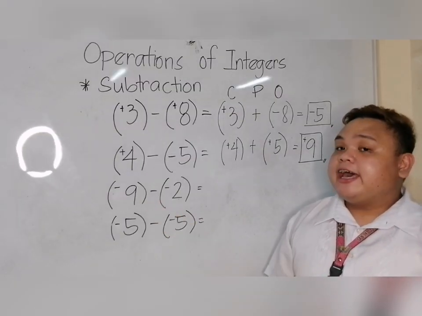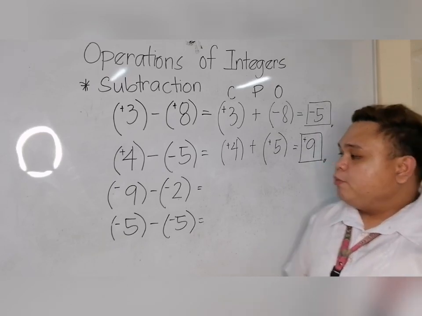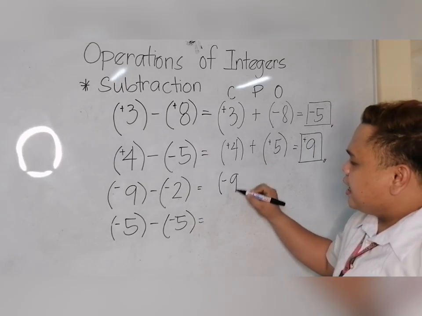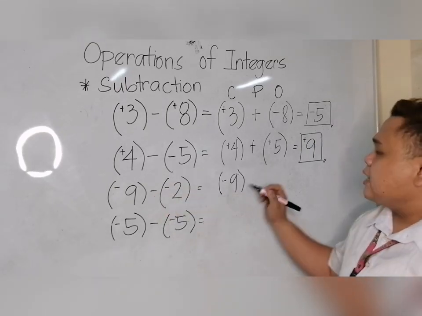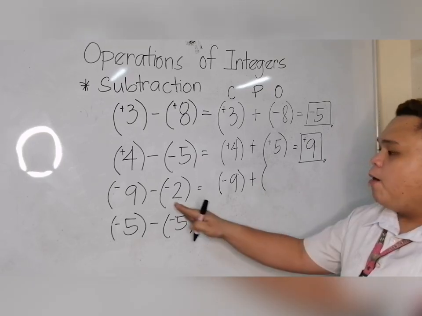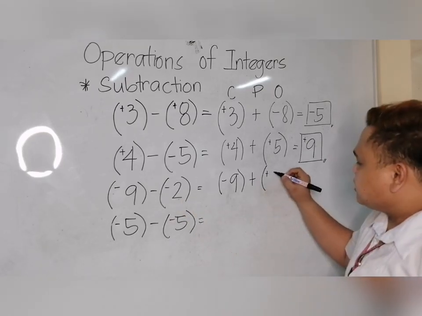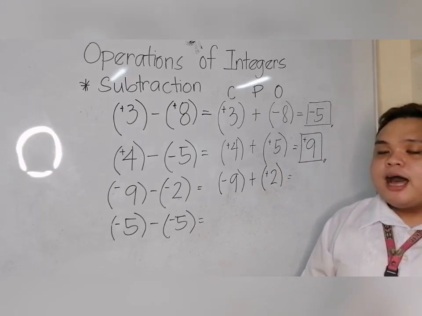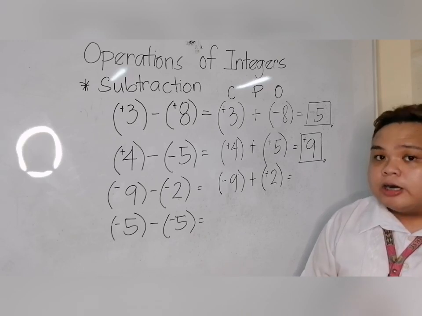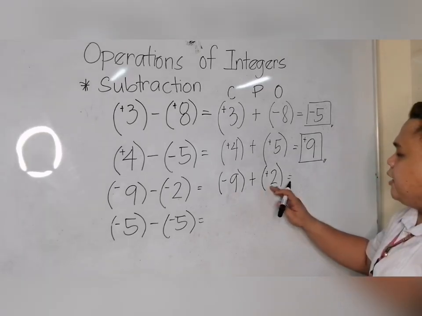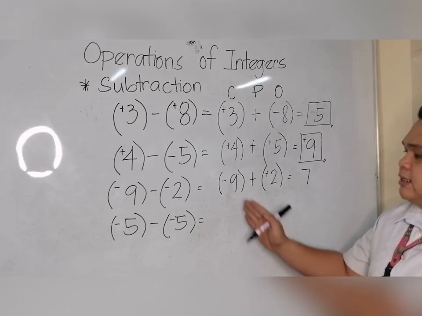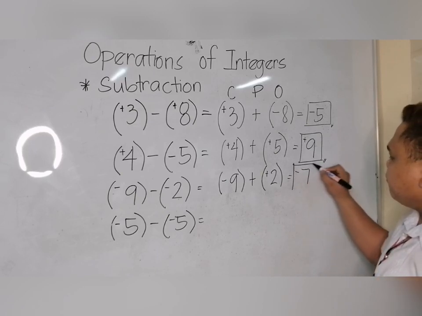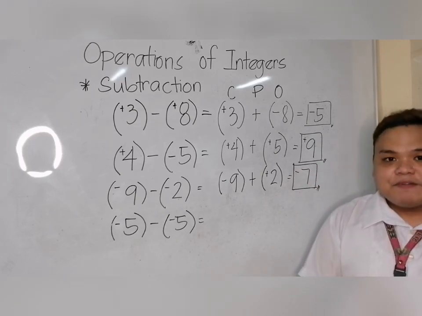Now let's have negative 9 minus negative 2. Again, all we need to do is first copy the first integer, which is negative 9. Next, change the minus sign to plus sign, and then get the opposite of negative 2, which is positive 2. Since they have different signs, all we need to do is to subtract the numbers and then copy the sign of the larger number. In this case, we have 9 minus 2. That will be 7. And since 9 is larger than 2, we are going to copy its sign, which is negative. Therefore, our answer is negative 7.